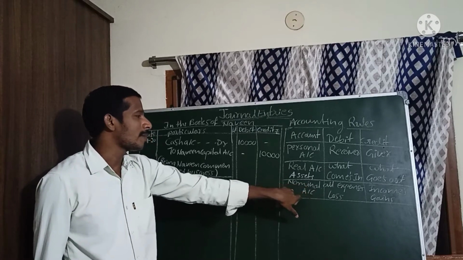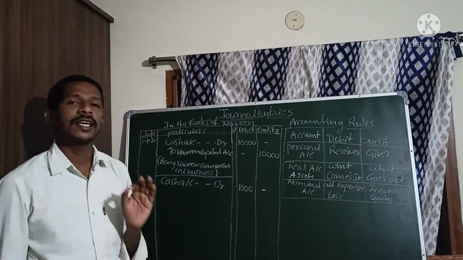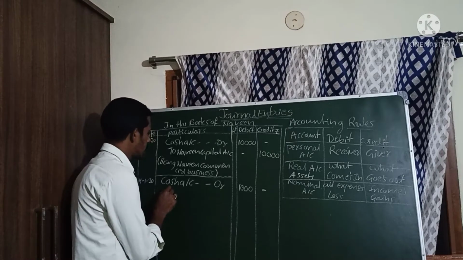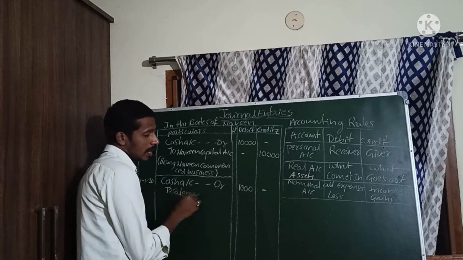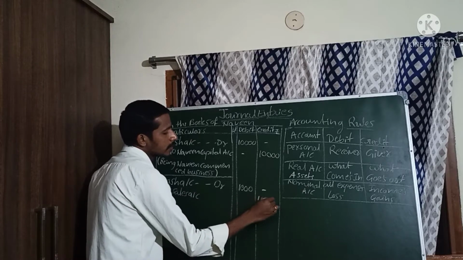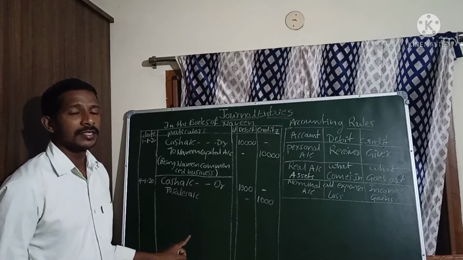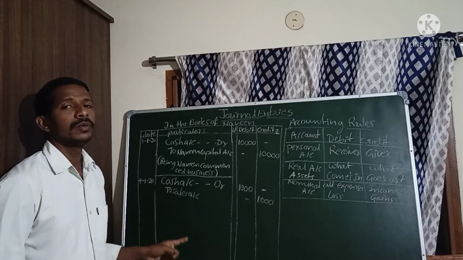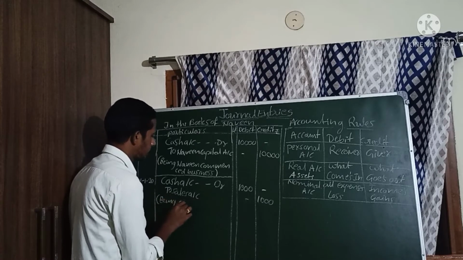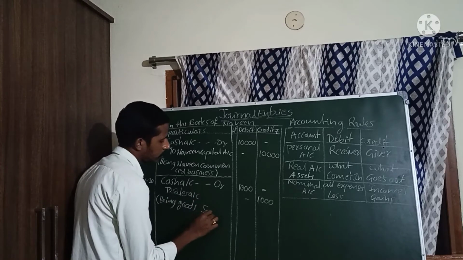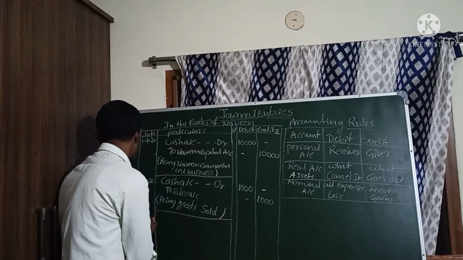All incomes are credit, or not? See, in nominal account, all incomes are credit. So sales is an income, so sales is a credit. Here start with To. To sales account. Sales is a credit, so write down the amount also in the credit column. First column debit, second column credit. Now write down the narration, the explanation. Being goods sold for cash.